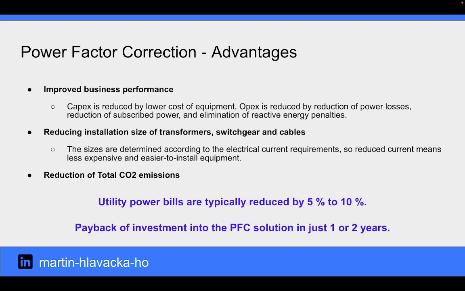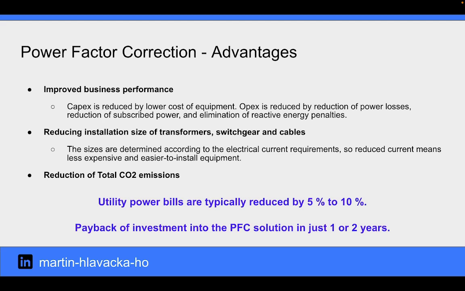Improved business performance is one of the benefits of power factor correction. CAPEX is reduced due to lower equipment cost. OPEX is reduced by reducing power losses, reducing subscribed power, and eliminating reactive power penalties. Reduce the installation size of transformers, switchgear, and cables. Sizes are determined by electrical current requirements, so reduced current means less expensive equipment that is easier to install.